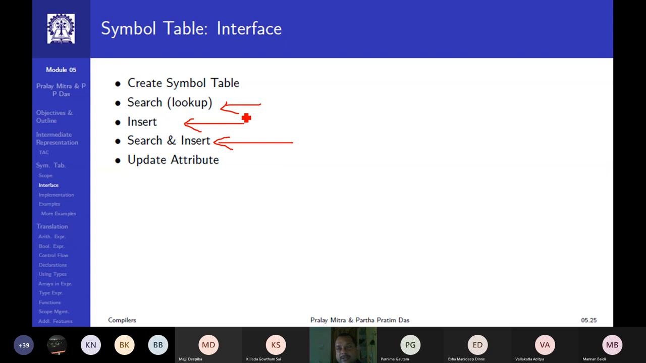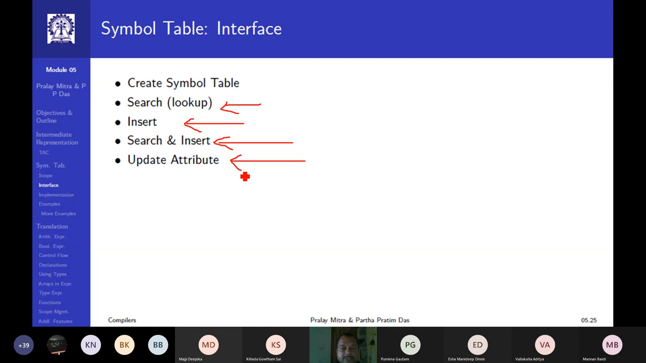If the symbol table is not there, then you need to create it. Please note it down that there are a number of symbol tables. It is not only one symbol table. Why am I calling it a number of symbol tables? Shortly you will understand that. And of course the update attribute. If you get any extra information regarding that variable, go on and update.